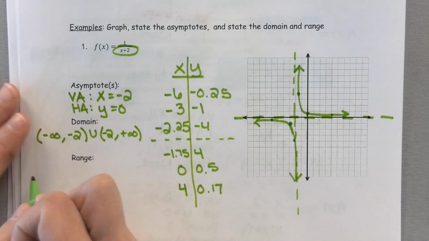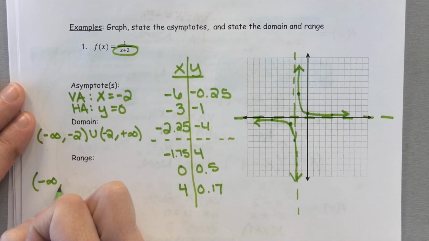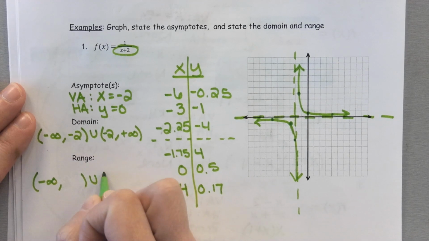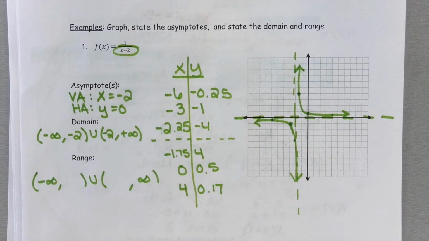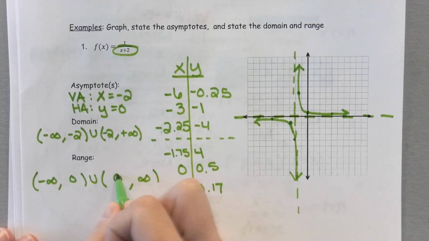Okay, range is going to be the same thing. We're going to go negative infinity to something in union with something up through positive infinity. What's the spot where I can't include it? 0. So that's what's going to go here and here.